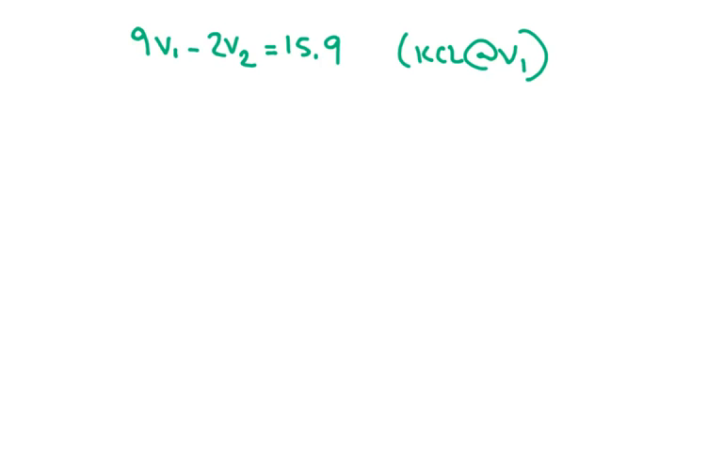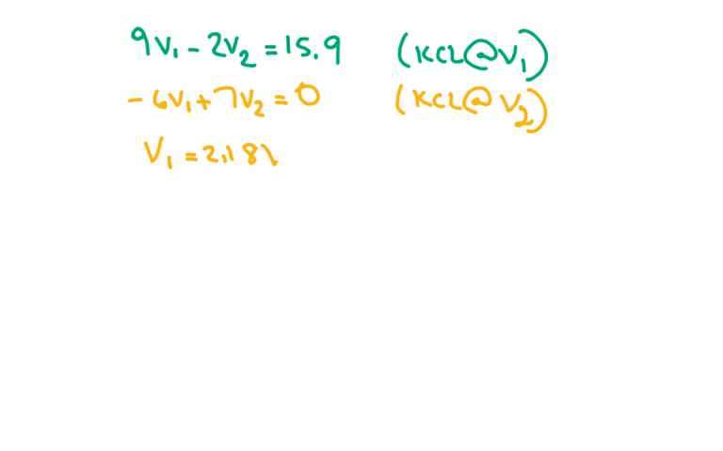Now I'm going to simplify my equations, and I have 9V1 minus 2V2 equals 15.9. That's from my KCL at V1. And I have minus 6V1 plus 7V2 equals 0, and that's from KCL at V2. Okay, so if I solve those equations, I'm left with V1 is going to be 2.18 volts. V2 is going to be 1.87 volts.